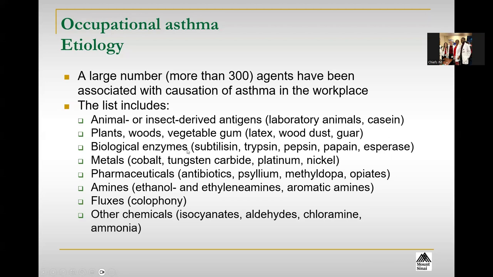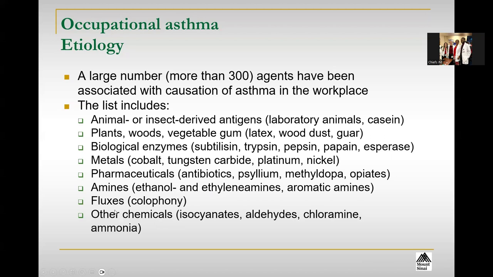In industry, biological enzymes are extensively used, and I'll just give you an example. The enzymes used to enhance laundry detergents, a wide variety of enzymes, were very well documented to cause occupational asthma. But in other pharmaceutical processes, they are also used. Metals, including cobalt, tungsten carbide, and some metals like platinum and nickel, are also causes. Pharmaceuticals, in the manufacture of antibiotics, etc. Amines like ethanolamine and ethylene amines, aromatic amines, and colophony used in soldering.